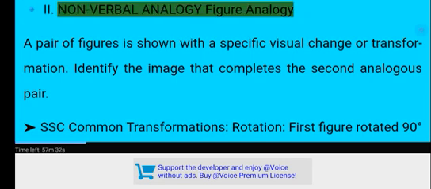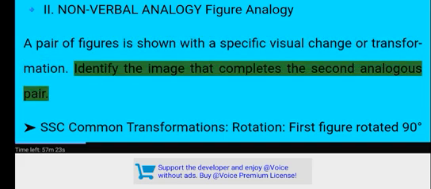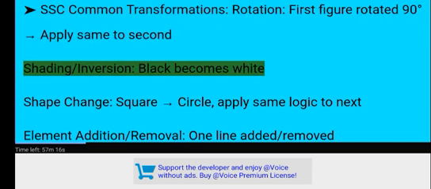Non-verbal analogy: figure analogy. A pair of figures is shown with a specific visual change or transformation. Identify the image that completes the second analogous pair. SSC common transformations: rotation, first figure rotated 90 degrees, apply the same to the second. Shading inversion: black becomes white.